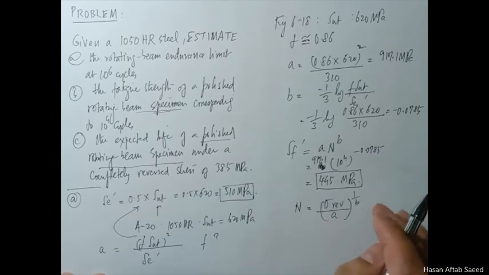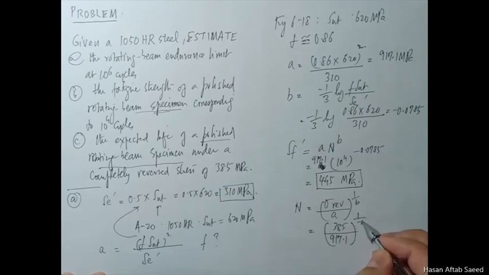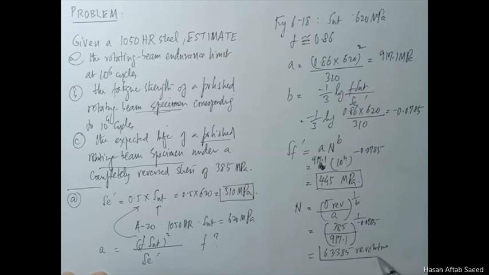and this is the completely reversed stress. Just put in the values, 385 over 917.1, to the power 1 over minus 0.0785, and if you calculate this, it is 63385 revolutions. This is the answer for part C, and that finishes this example for us.